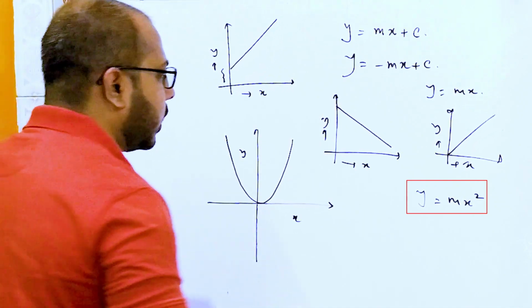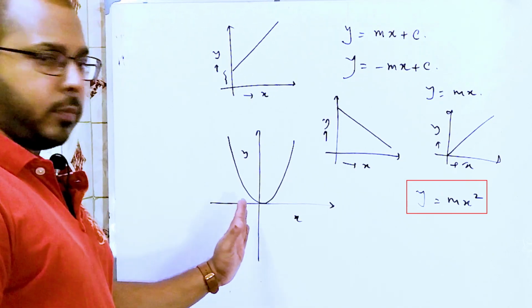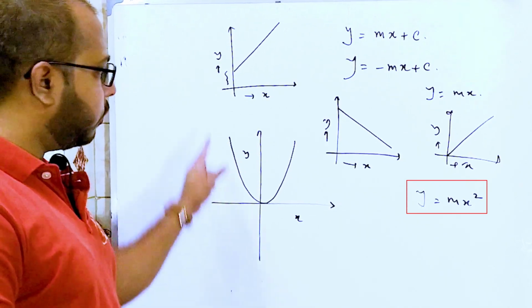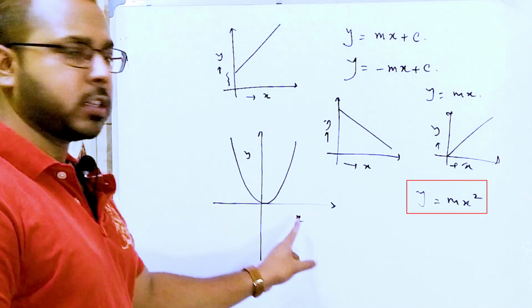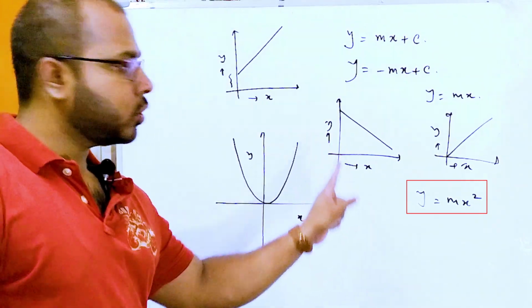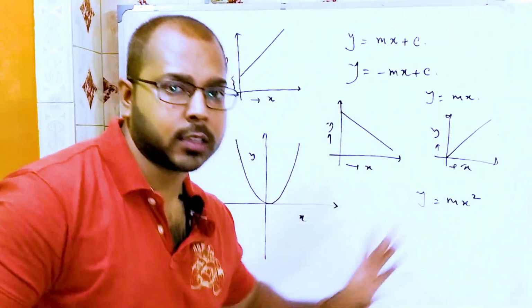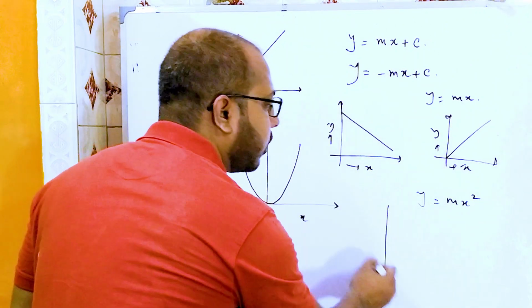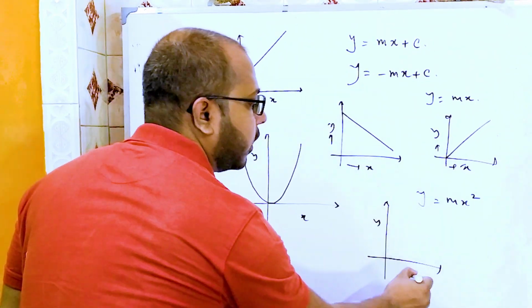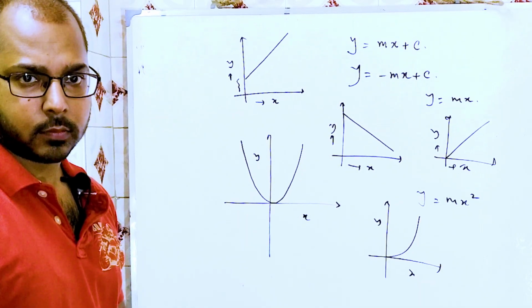So if y equals mx square, for negative x, y is positive, and for positive x, y is positive, isn't it? If some equation follows y equals mx square and we consider only the positive portion, then it will be like that. Any doubts?